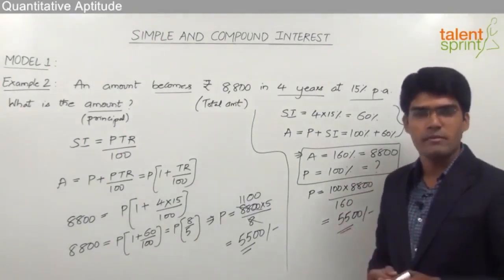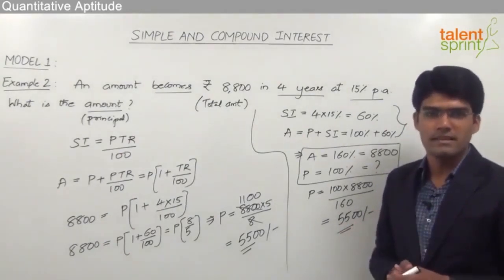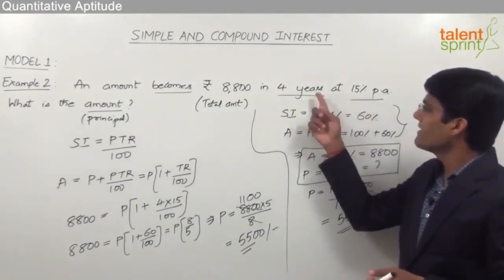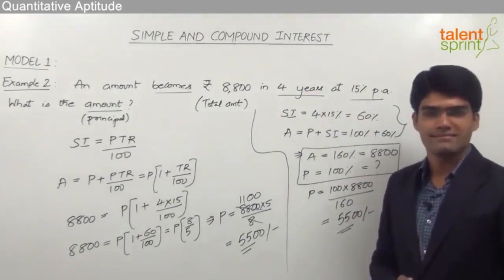So again the same point remains, that principal should always be 100%. Find out the total interest in terms of percentage from the given rate of interest and the time period, and do the cross multiplication to get the required answer.